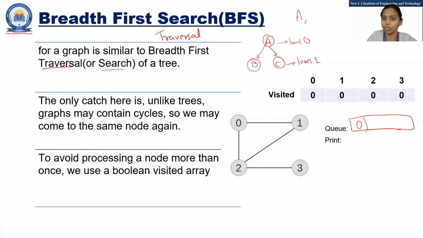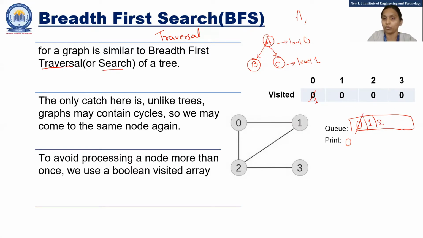Then I add this to the queue, but I visit it first. Only then am I able to add it to my queue. So this is marked visited, so write 1. Now the neighbor nodes of 0 need to be added to my queue. So before adding, I require to dequeue. So 0 is dequeued and it will be printed. Now what are the neighbor nodes?